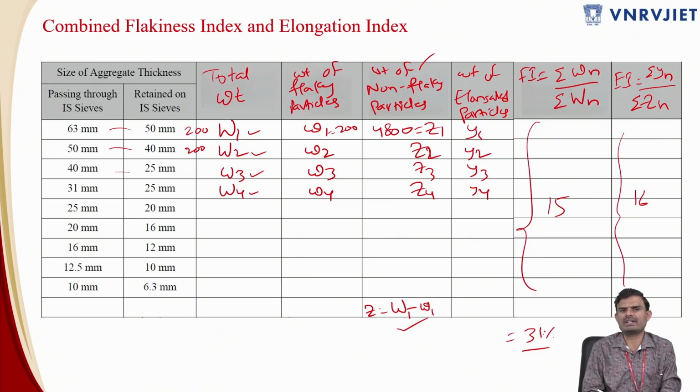So far we have conducted flakiness and elongation tests individually. So you can represent the flakiness portion individually and the elongation portion individually. But here it is a test where you do the interconnected test, where you remove flaky particles aside, such that they will not be considered for the elongation test.